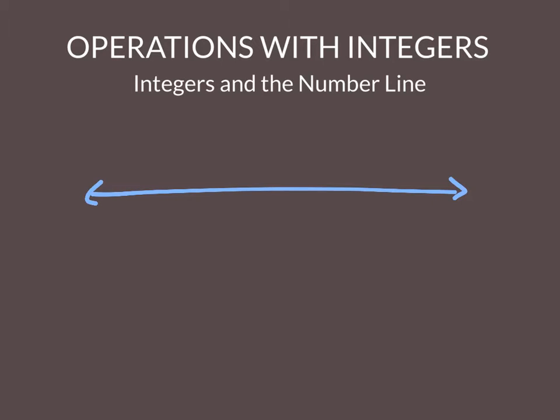with numbers on it. I usually put 0 in the middle, and then I'll count out to 1, 2, and 3. Now, because we're dealing with integers, counting numbers and their opposites, I'm going to put the negative numbers in. So I'm going to put in -1, -2, and -3. Okay, and this is my number line.